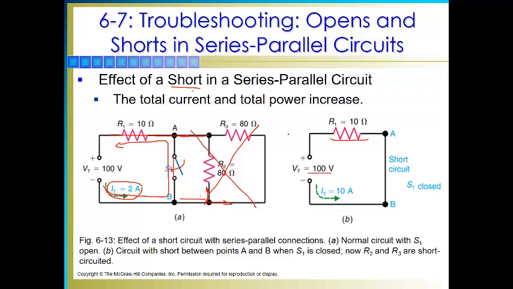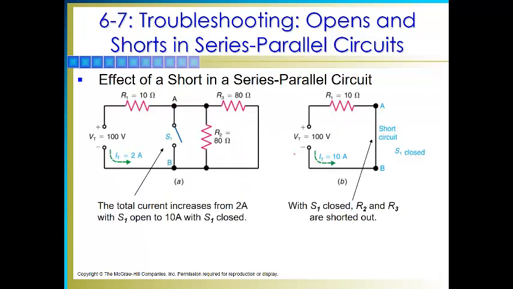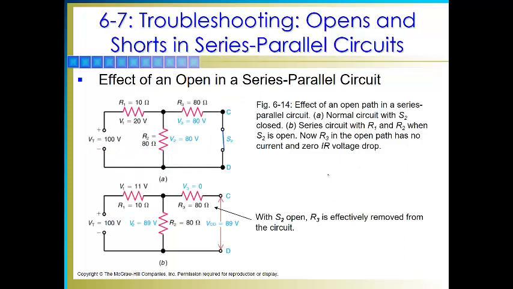So if you do a short on a circuit that has series and parallel components, your current will increase, because when you short something out, you eliminate part of the circuit. All right? And the power, of course, remember, the power is the multiplication of the voltage times the current. So in this case, we have 1,000 watts dissipation of power here on this resistor. And here it is. So you close the switch, then your current goes up, your power goes up.